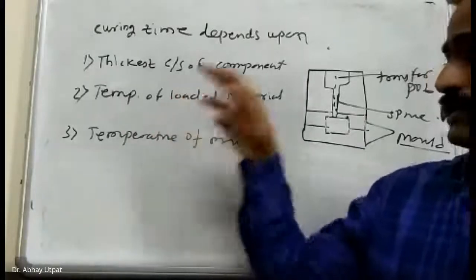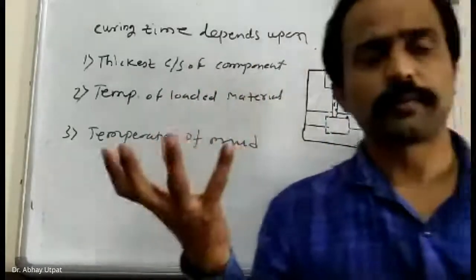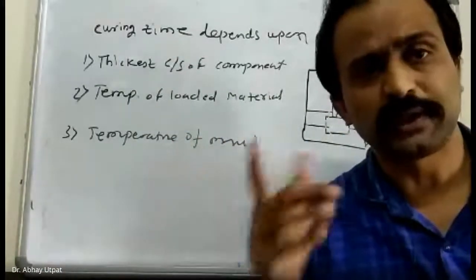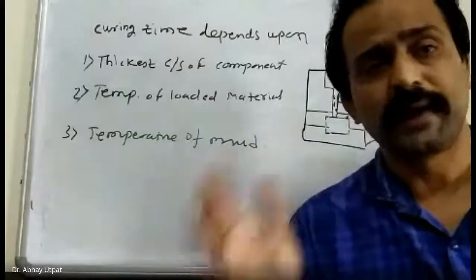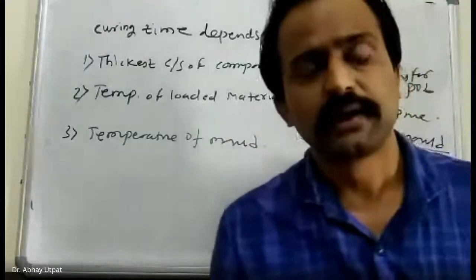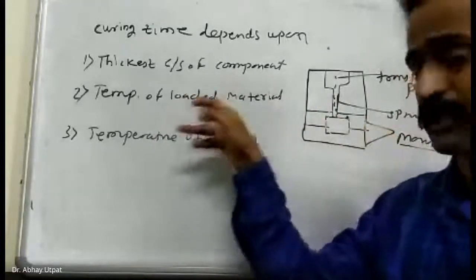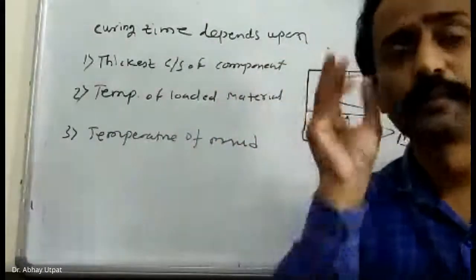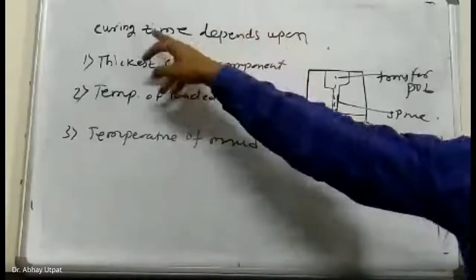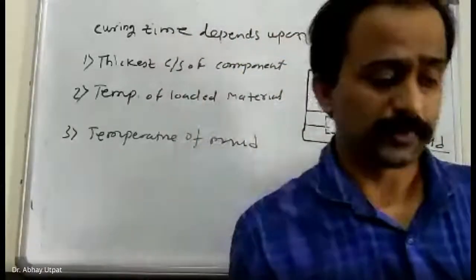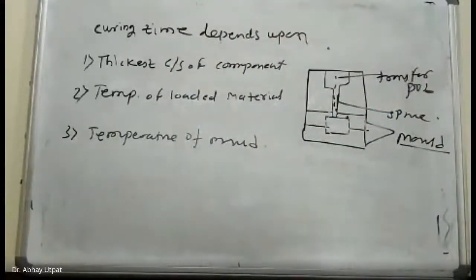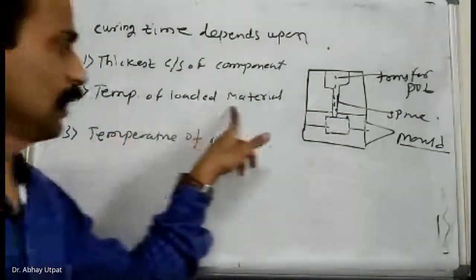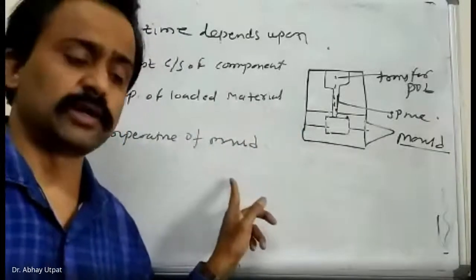So these two temperatures, temperature of loaded material, means suppose you are forcing melamine or bakelite material. Compression and transfer molding are used for thermosetting. Remember this. So melamine, bakelite, all these are phenol formaldehyde. So all these materials' temperature as well as mold temperature and thickest cross section of the component are the important parameters which decide the total curing time of the component. Now, as I mentioned, what are the second and third points? It depends upon material. Material loaded temperature is different, and accordingly mold temperature is different.